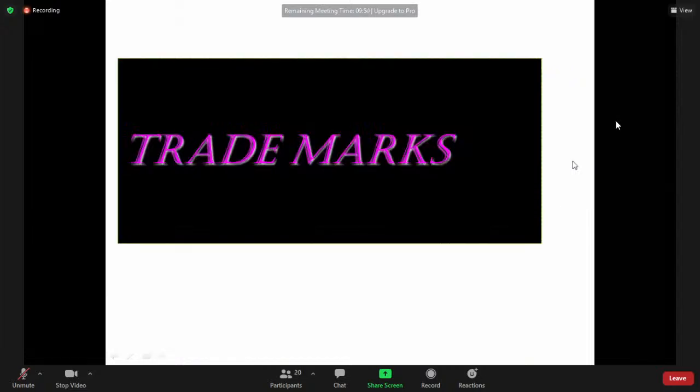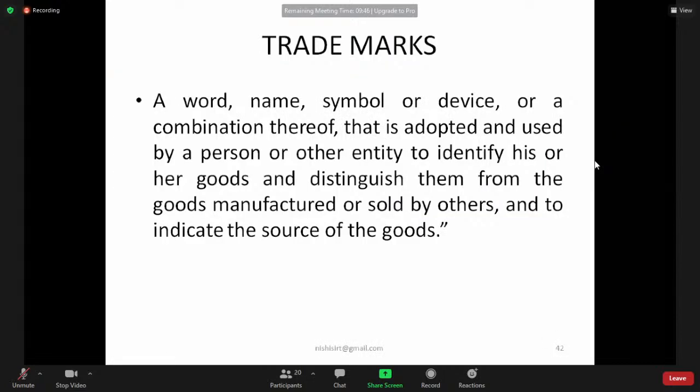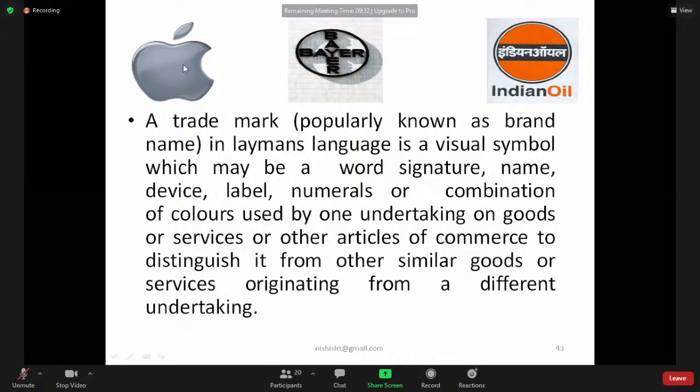Now, coming to trademarks. A trademark is a word, name, symbol, or device, or a combination thereof, adopted and used by a person or other entity to identify his or her goods. Everybody is interested in trademarks. You can see over here an Apple, but it is not related to the Apple distributing company. There is a wire. It is a pharmaceutical company, and you can see over here the Indian Oil trademark. So a trademark, popularly known as a brand name in layman's language, is a visual symbol which may be a word, signature, name, device, label, numerals, or a combination of all these things. So this represents your entire company.